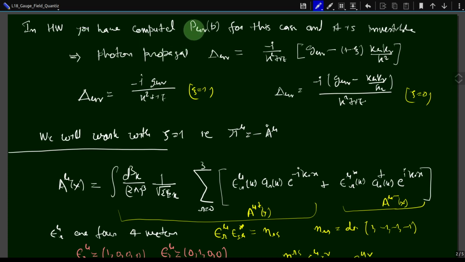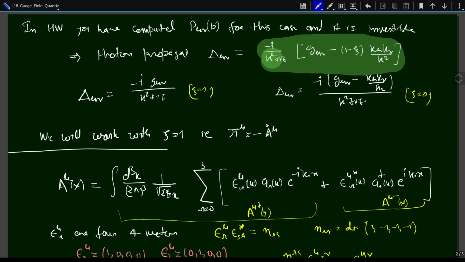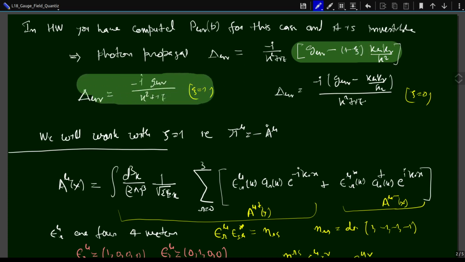So in the homework you have seen that this P mu nu for this case is invertible, and the inverse is related to the photon propagator, which happens to be this quantity: i by k square plus i epsilon, and this sitting over here in the square bracket is the inverse of P mu nu. As I said, P mu nu is xi dependent, so here also there is a xi dependence. Now when I put xi equal to 1, you see very nicely this second piece disappears, and for the Feynman gauge I have this nice simple looking propagator over here.